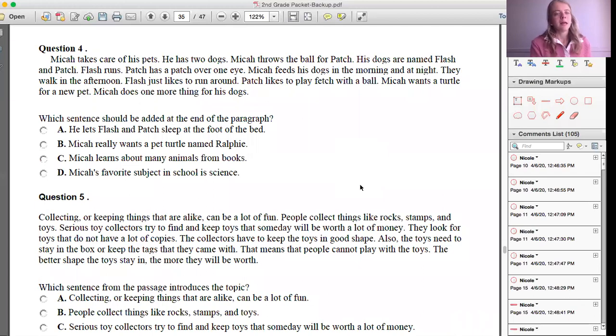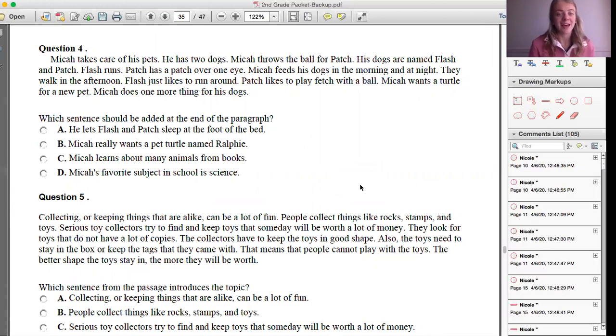Number 4, Micah takes care of his pets. He has 2 dogs, named Flash and Potch. Micah throws the ball for Potch. Flash runs. Potch has a patch over one of his eyes. Micah feeds his dogs in the morning and at night. They walk in the afternoon. Flash just likes to run around. Potch likes to play fetch with the ball. Micah wants a turtle for a new pet. Micah does one more thing for his dogs.